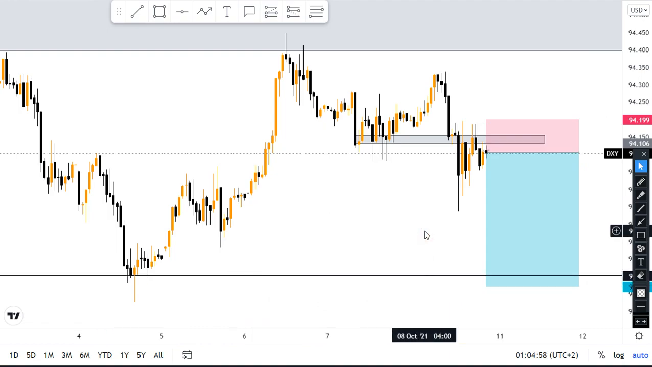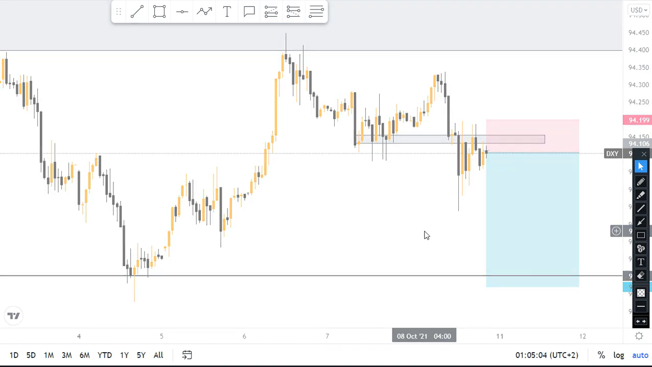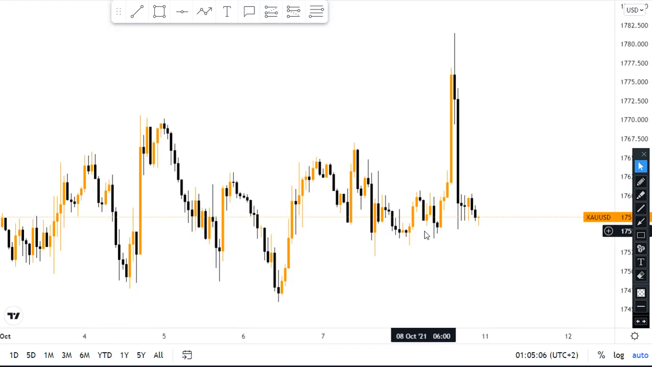And yeah, that's just about that on the dollar index. So on the dollar index, I do believe we are going short. Now to the next pair. The next pair is gold.